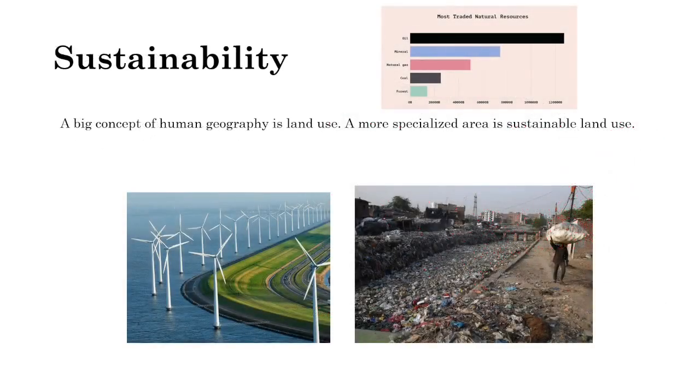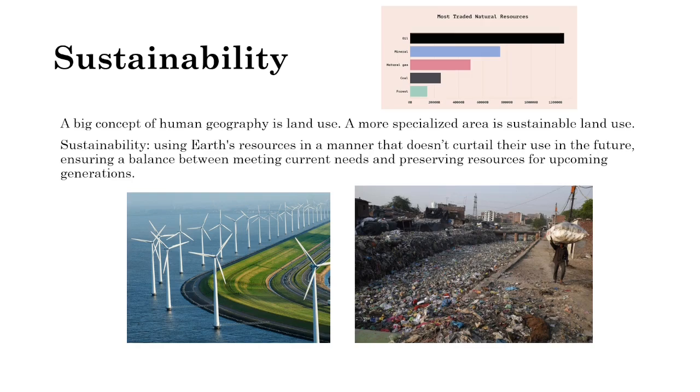Sustainability. This is a big concept in human geography, particularly when we're talking about how humans use land. Sustainability is when you use Earth's resources in a manner that doesn't withdraw their use in the future. You're not using up all the resources, so future populations no longer have them. It ensures a balance between meeting current needs and preserving resources for the upcoming generations.